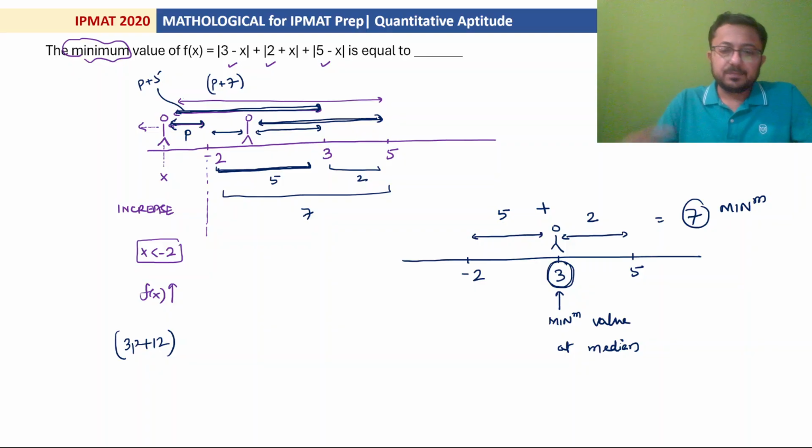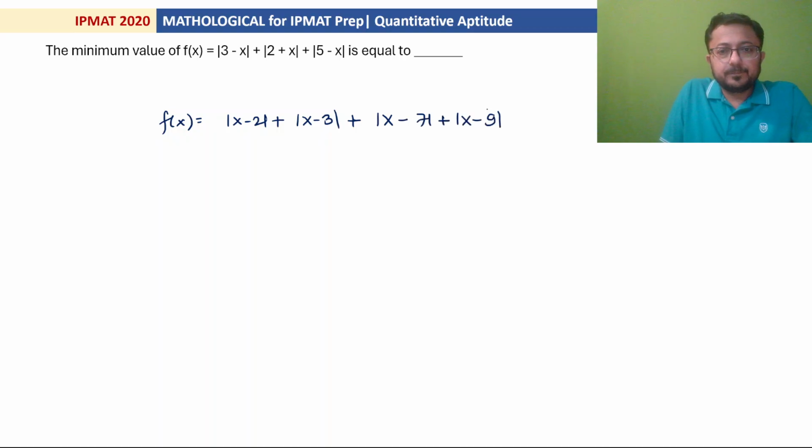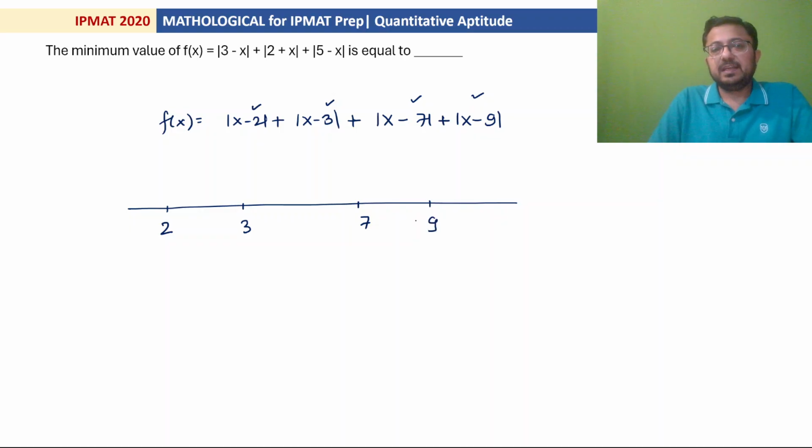Okay, एक और एग्जांपल लेते हैं. फॉर एग्जांपल fx was equal to mod of x minus 2 plus mod of x minus 3 plus mod of x minus 7 plus mod of x minus 9. So in this case there are four values, four critical points, 2, 3, 7 and 9. So fx is sum of distances from point 2, point 3, point 7 and point 9.